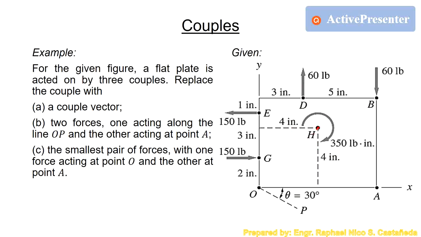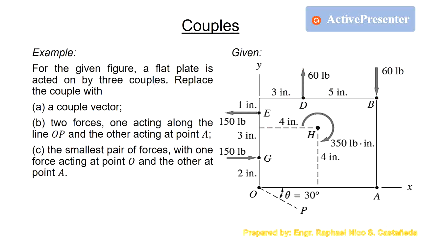Remember that from the concept of equivalent couples, we can transfer a couple anywhere on the plane. So it is not necessary that this couple is acting at point H. The same goes for the other two couples, including the 60 pounds. It doesn't necessarily mean that they are at those particular points, because we can transfer these couples based on our concept of equivalent couples.